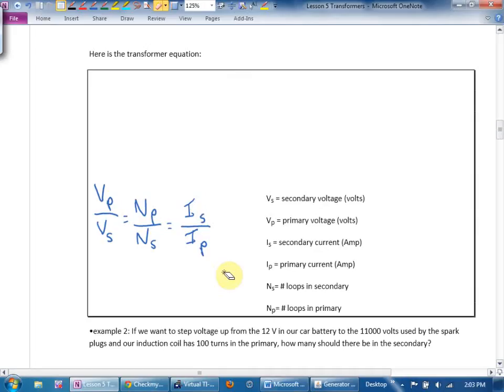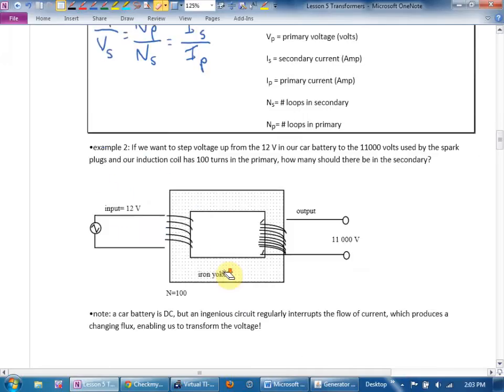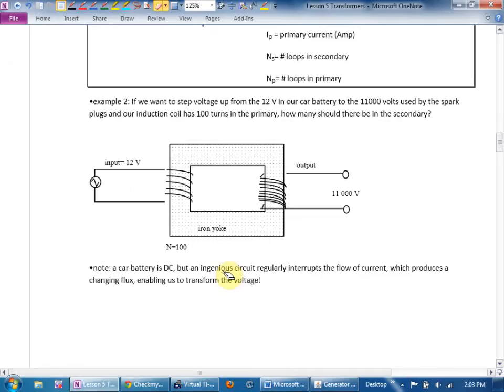Where do you use this? Plug and chug. Example two. Supposing our car battery, which is 12 volts, we need to step it up to 11,000 volts because that's what our spark plug needs. We have an induction coil. Yes, we're talking mechanics now. If the induction coil has 100 turns in the primary, how many turns do I have to have in the secondary so that from my 12-volt battery, I can get 11,000 volts to the spark plug?